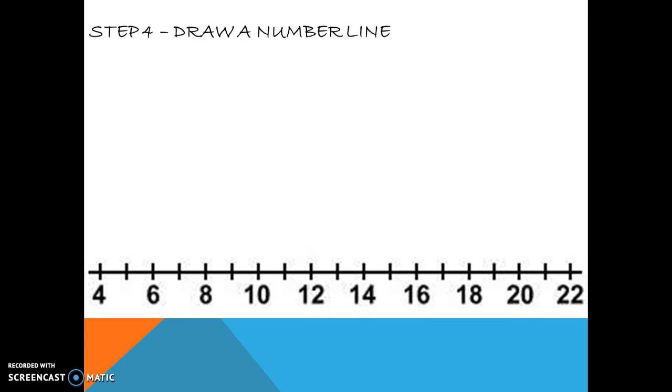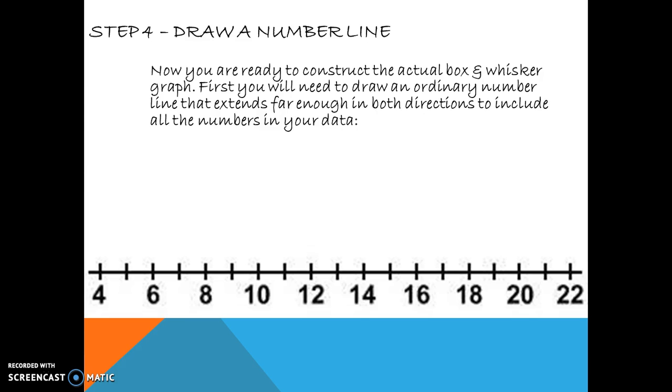So the first thing I do is start with a number line. I want to make sure my number line is big enough that it includes all the numbers of my data set. So I definitely wouldn't want a number line that goes from 0 to 100 because that would be too big. So I'm just going to make my number line go from 4 to 22.